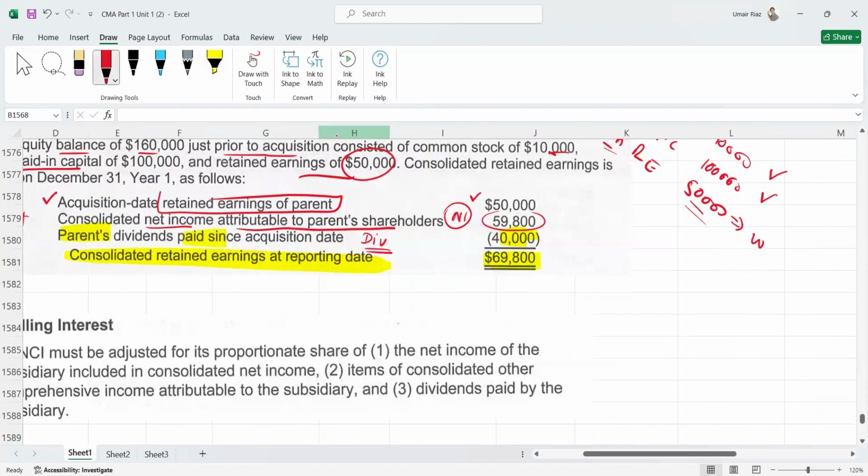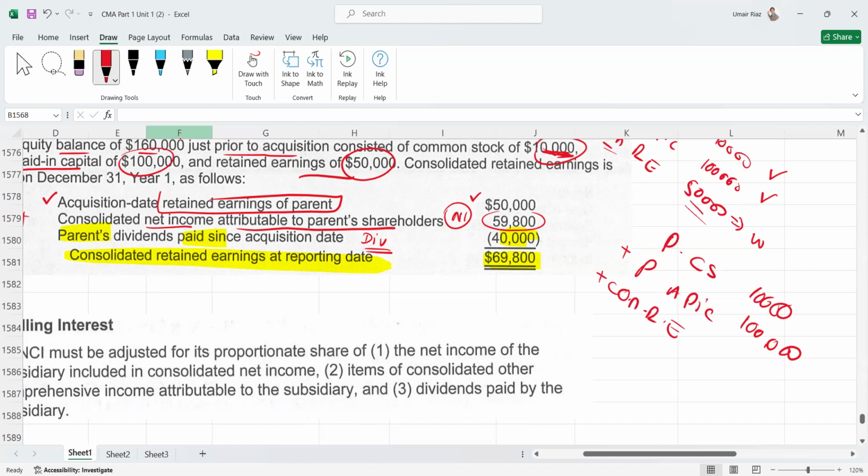In consolidated financial statements, we will take parent's common stock plus parent's additional paid in capital. For example, parent's common stock is 10,000, given here. Additional paid in capital is 100,000. And now we will add the consolidated retained earnings, which is 69,800. Okay, and now here we have to add the NCI value.